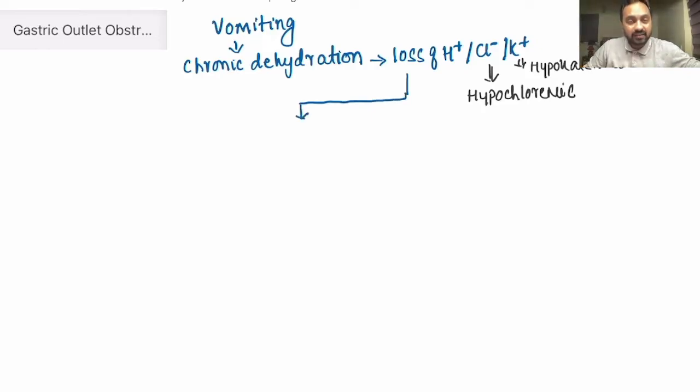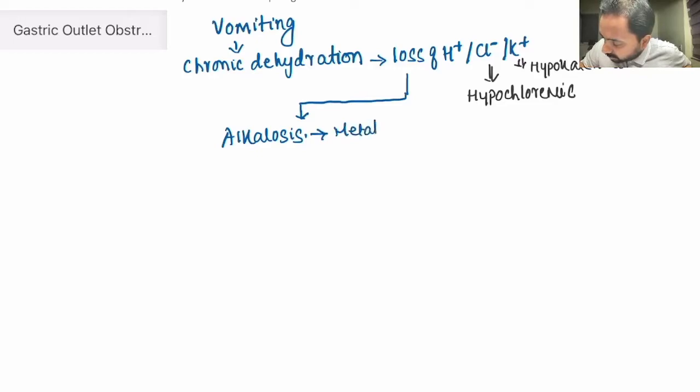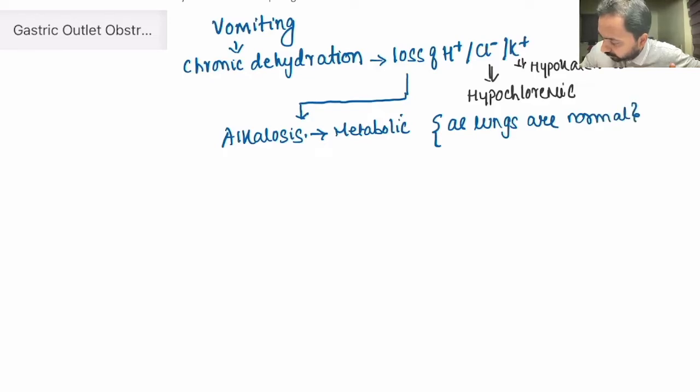Now, what happens because of this loss of H plus ion is that it leads to a state of alkalosis. This alkalosis is a metabolic alkalosis. Why is this a metabolic alkalosis? Because over here the lungs are normal. So, this is a case of metabolic alkalosis, as lungs are normal. Because of this alkalosis, the body tries to compensate or combat the situation.